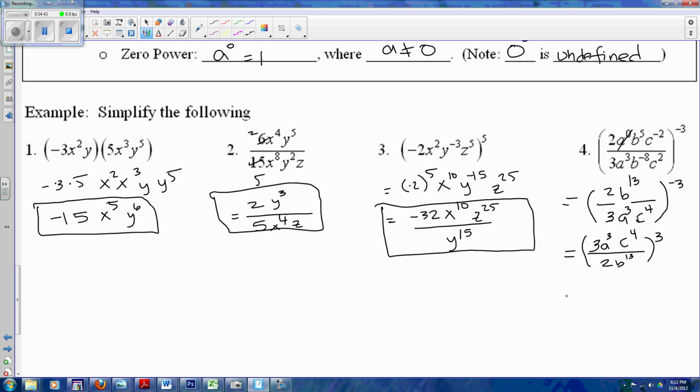So now I need to cube everything. So I'm going to have 3 to the 3rd, a we're going to multiply, so to the 9th, c to the 12th, all over, and we're going to have 2 to the 3rd, and b multiply that, so you're going to get b to the 39th. The only thing left to simplify is just the numbers.